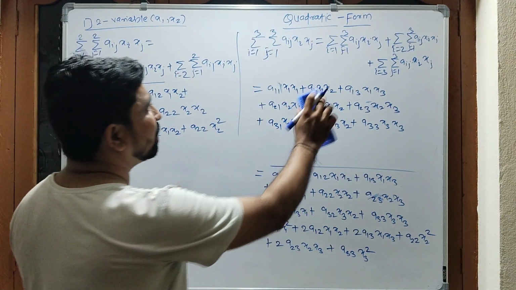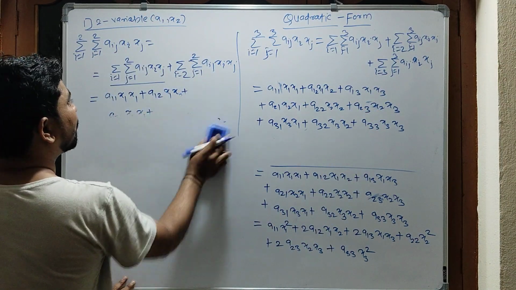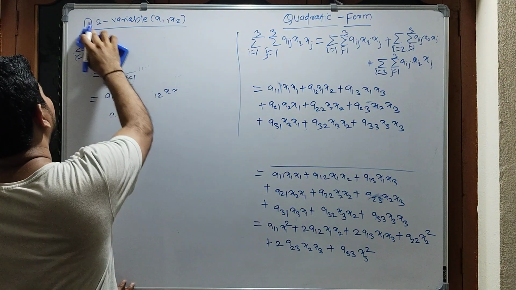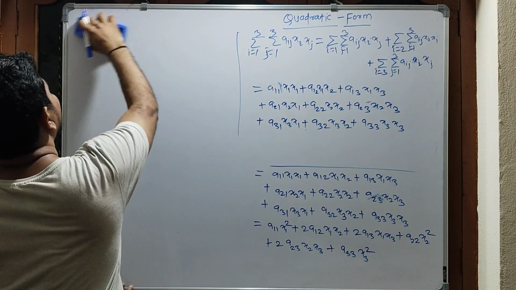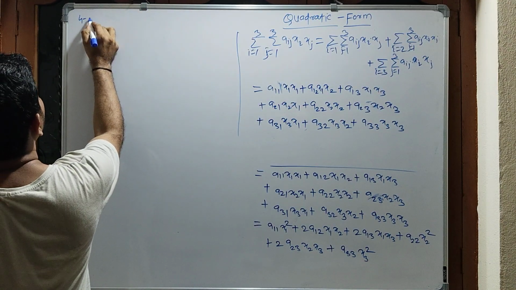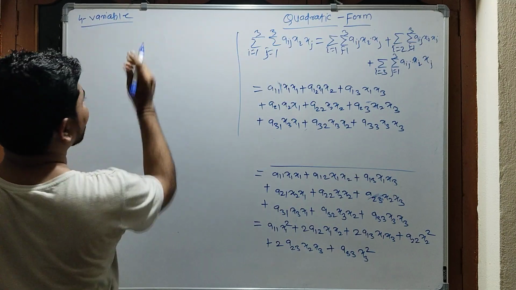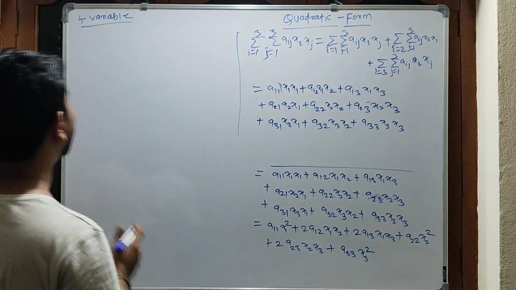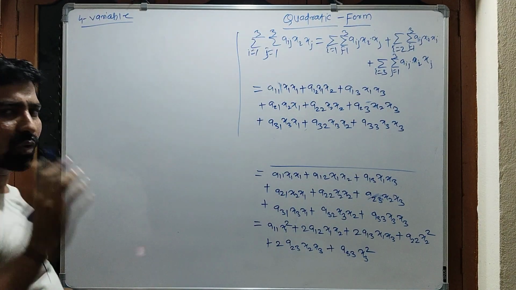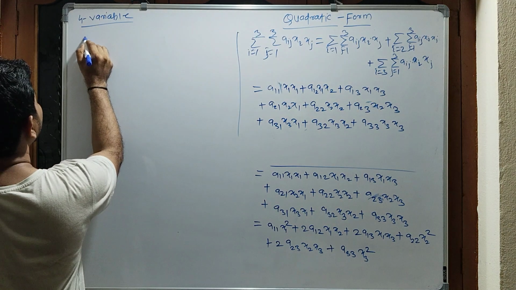Now I will write it using both methods for 4 variables. So here, how to write a quadratic form in 4 variables, so you will get the complete idea. Here, for example, I want 4 variables, which means a 4 cross 4 matrix. Here I am taking a 4 cross 4 matrix.